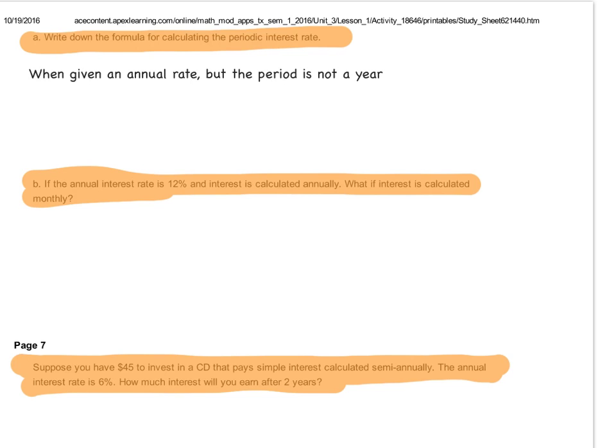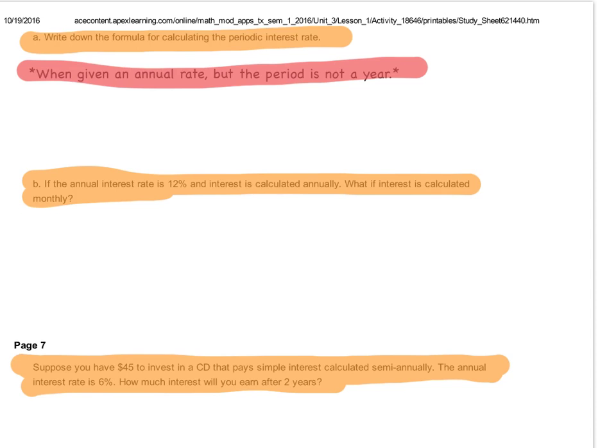That's when you're going to use this. Okay, so that's when you're going to use this. I'm going to put a little star by this, because I really want you to write this down, because it's going to become important a little bit later. So we want to make this very, very important. I'm even going to go back and highlight it in red, because I think you really need to know that. So when given an annual rate, but the period is not a year, this is how you calculate the periodic interest rate.